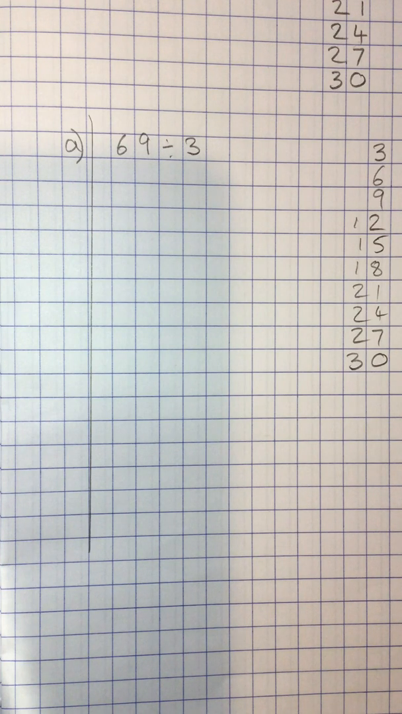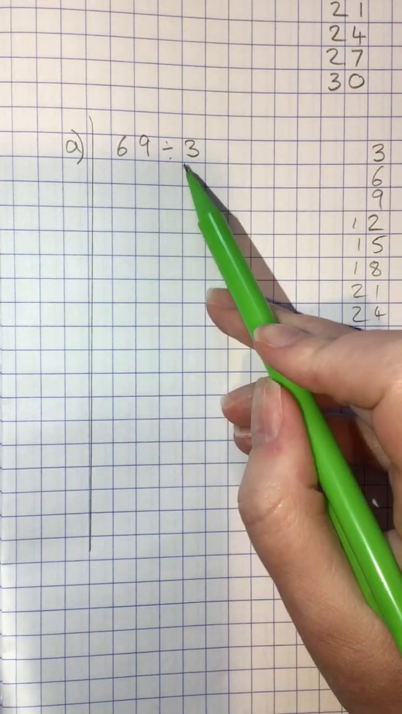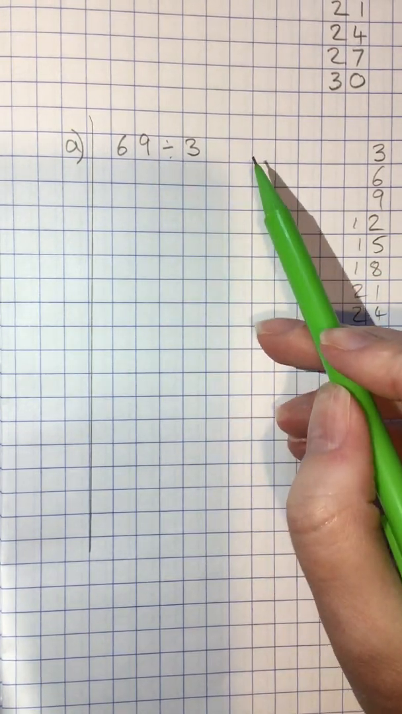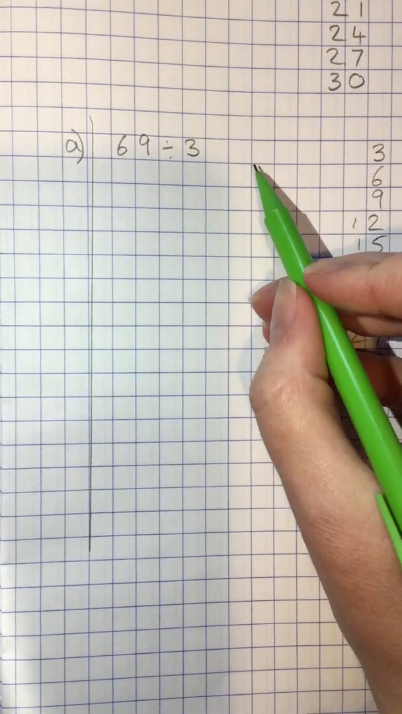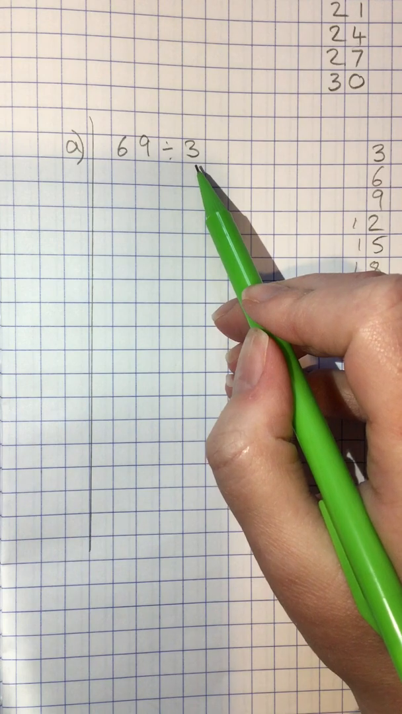So today we're going to be learning how to use the formal written method for division, often known as the bus shelter method. We're going to start by looking at a question where the numbers divide exactly, so there won't be any exchanging to do and there won't be a remainder, anything left over. So I'm doing 69 divided by 3.